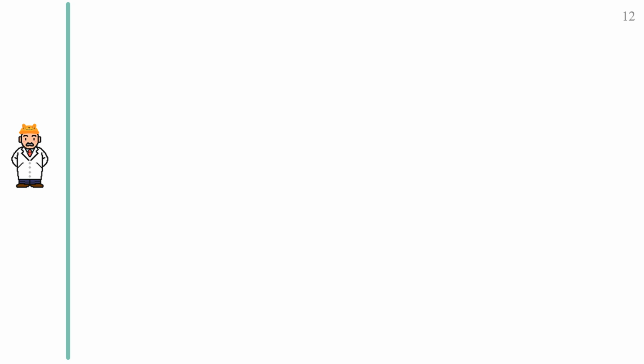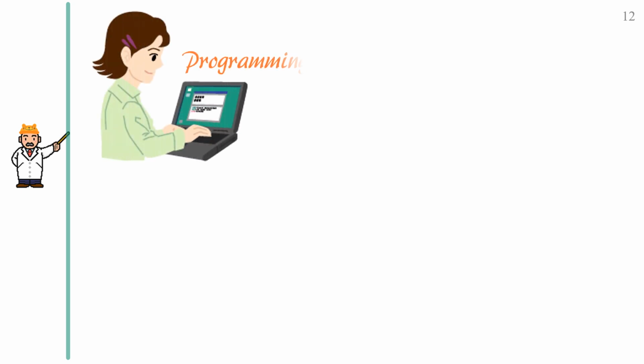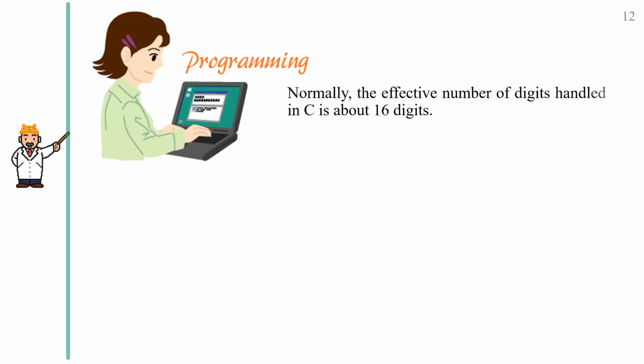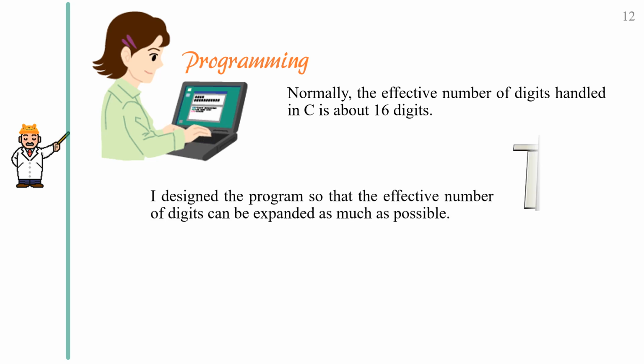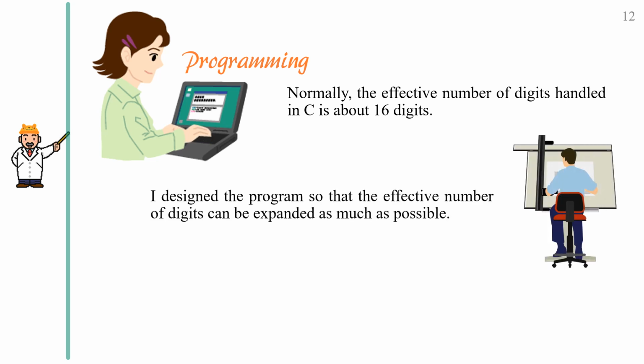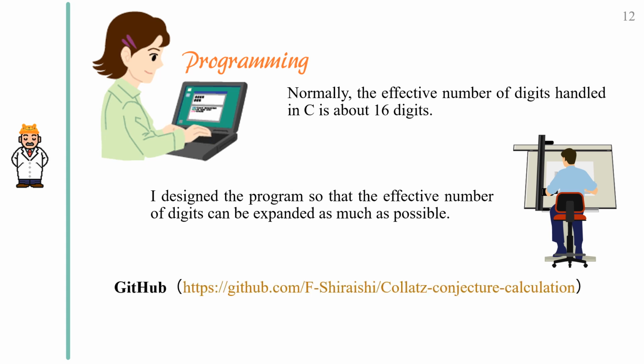To verify these changes in calculated values, I created a computer program in the C language. Normally, the effective number of digits handled in C is about 16 digits. With this number of digits, it is not possible to observe sufficiently large changes in calculated values in detail. Therefore, I designed the program so that the effective number of digits can be expanded as much as possible. The program is uploaded to GitHub, and you can download it from there.